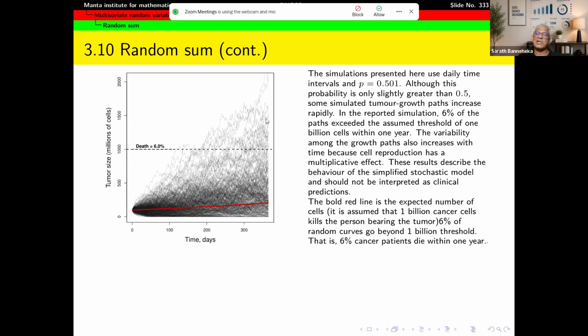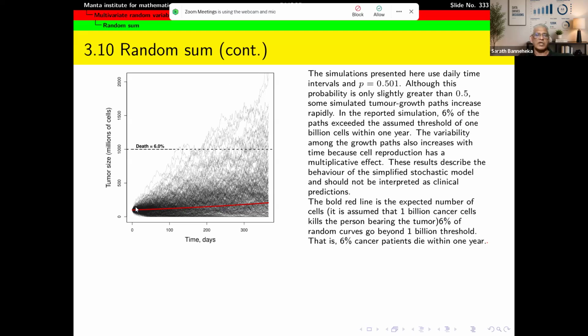So therefore, the probability of a person dying is equal to this number of paths divided by 500 paths. Right. So when I calculated, it came to approximately 6% in this simulation. Right. So if you do another simulation, it might be some other number, but still close to 6% indeed.